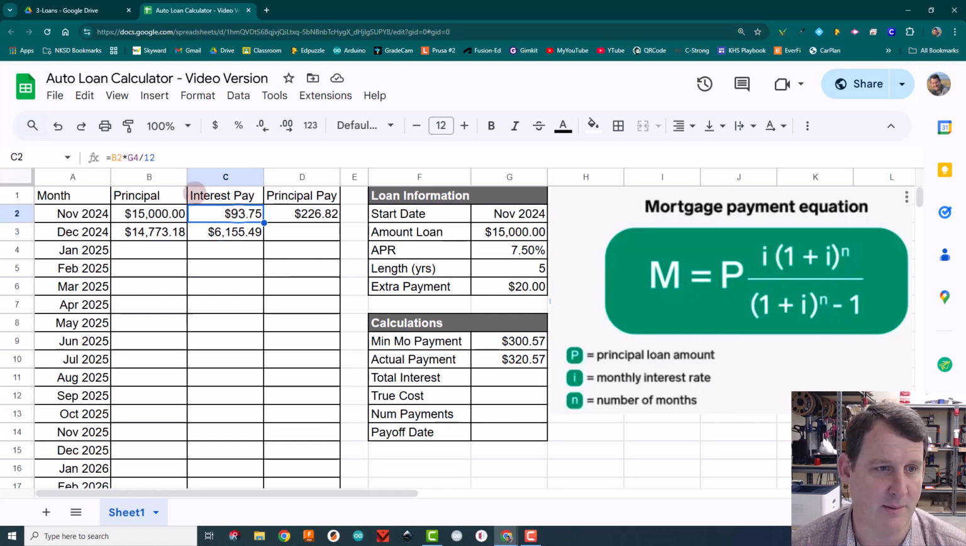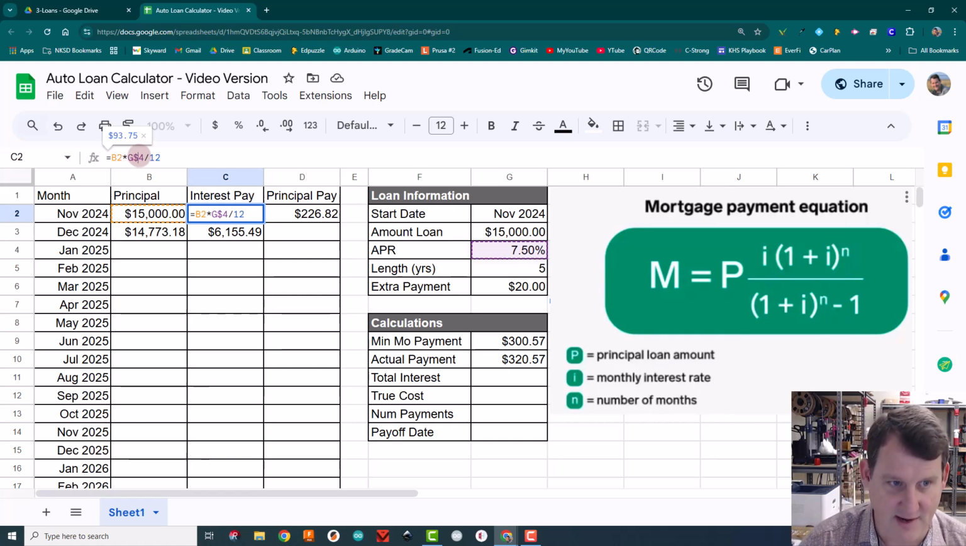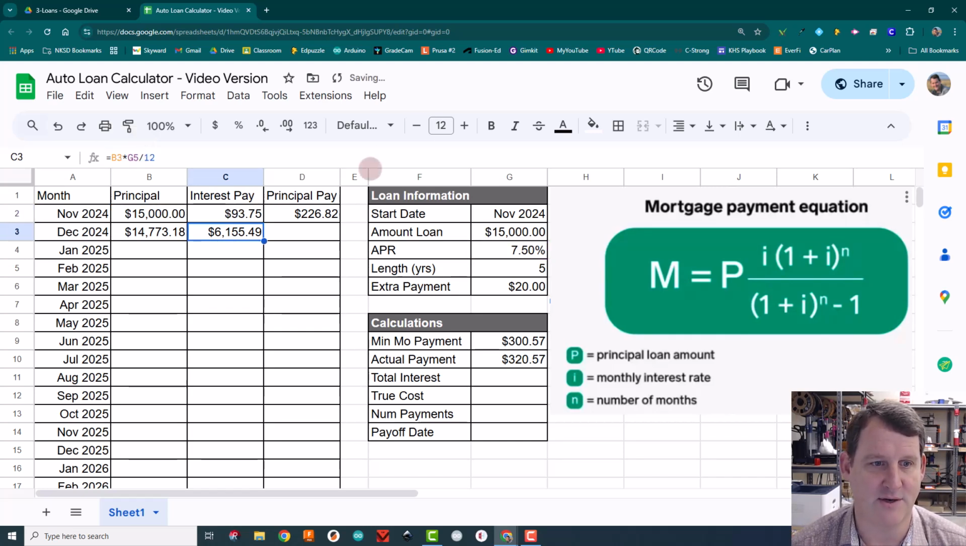We have to remember up here, we don't actually want G4 to change. We want the 4 to stay a 4. So we're going to shift and do a $ in front of the 4. That will freeze the 4 every time. Hit enter. And now when I come back up here and I pull down to copy down, it should be working. Yes, it's working great.